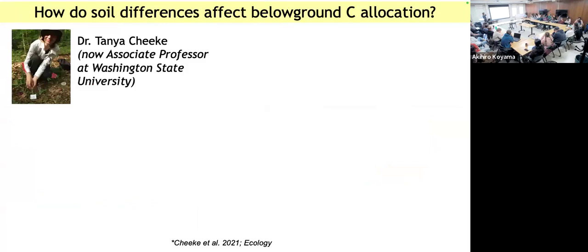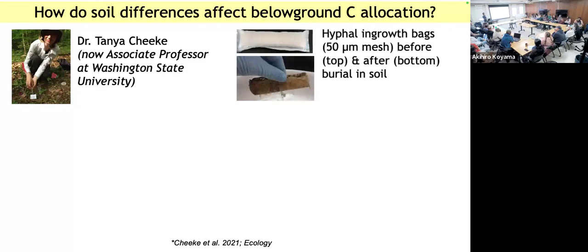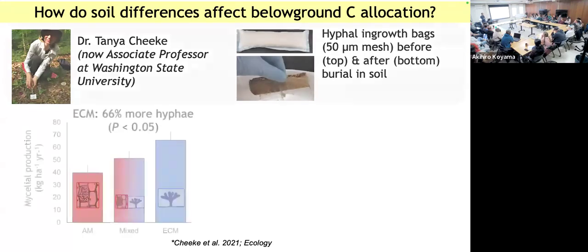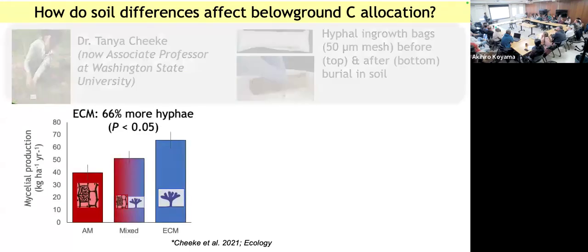So Tanya Cheek was a postdoc in the lab, and she wanted to look at fungal production. So she put out all these little sand pillows. These are hyphal ingrowth cores where we spiked it with a little bit of organic matter, and we wanted to look at the degree to which hyphae and mycelium would grow into the bags in AM and ECM stands. And Tanya saw something that was actually what we predicted initially, which was the ectomycorrhizal stand. Again, this is a case where the blue is greater than the red. They produced more mycelium than in the AM plots.